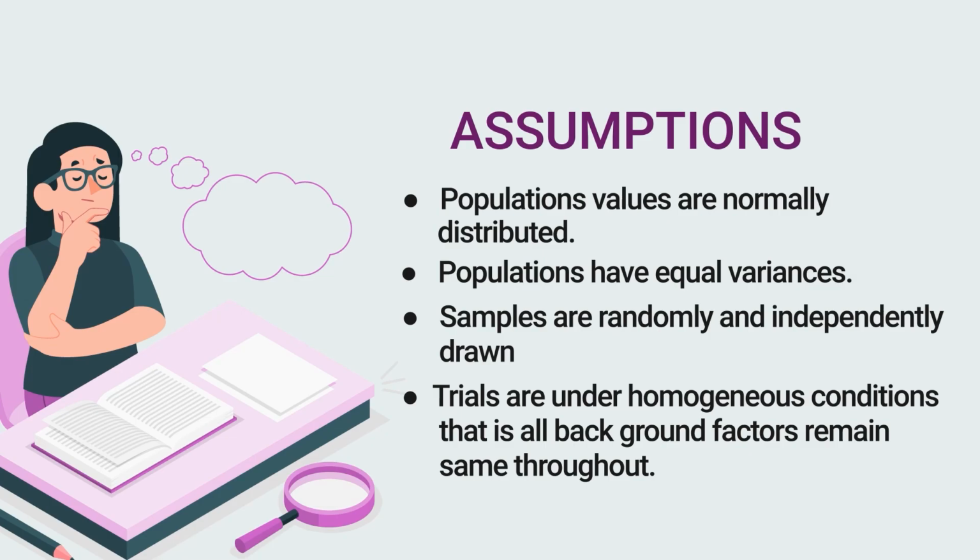What are the assumptions which we require? Population values are normally distributed. That means the values in each of the populations follow a normal distribution. Populations have equal variances. That means the standard deviation is the same for all the populations. Samples are randomly and independently drawn. Trials are done under homogeneous conditions, that is, all background factors remain the same throughout. So all background conditions remain the same, and only the attributable factor is allowed to vary.